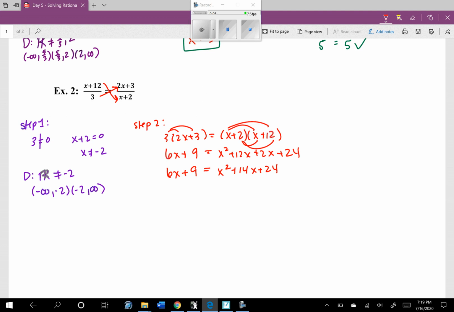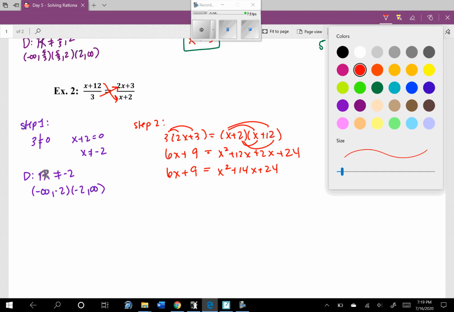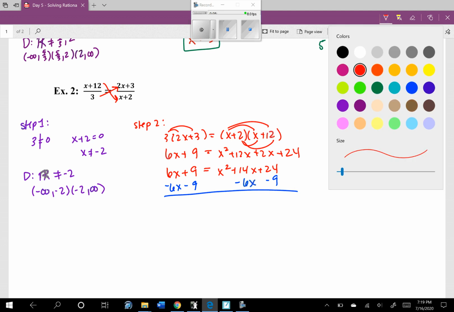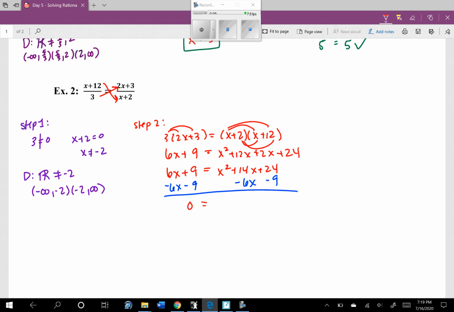So for this one, I notice I have a quadratic term, a linear term, and a constant term. So remember that means this is going to be a quadratic equation that we're solving. So you're going to want to set this one equal to 0, unlike the other one where we just solved for x. So that means I'm going to subtract the 6x and the 9 to the other side of the equal sign. So minus the 6x here, and then also subtract the 9. And so when I do that, I get 0 is equal to x squared plus 8x plus 15.